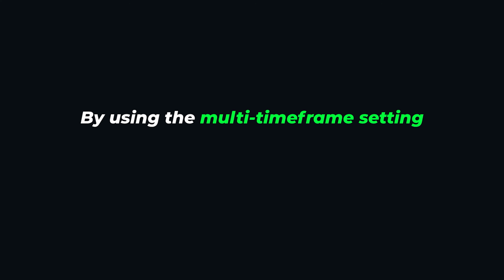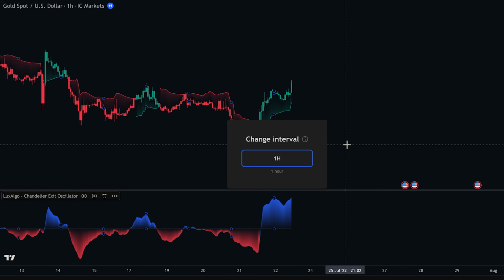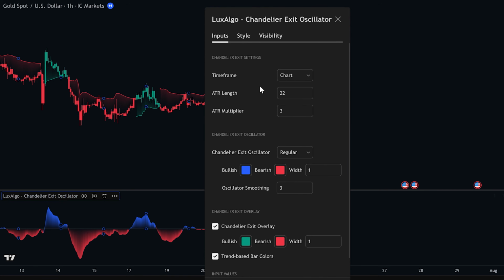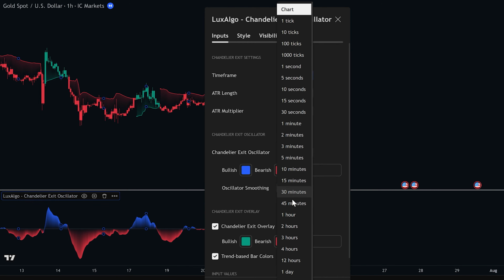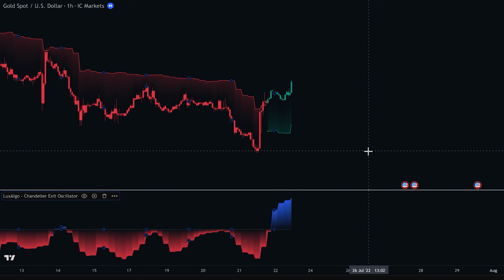The fifth way to trade with this indicator is by using the multi-timeframe setting. All you need to do is make the oscillator calculate based on a higher time frame while you trade on a lower one. For example, let's say you're on the 1-hour chart. Open the indicator settings. Find the time frame option and change it from chart to 4-hour. Click OK.